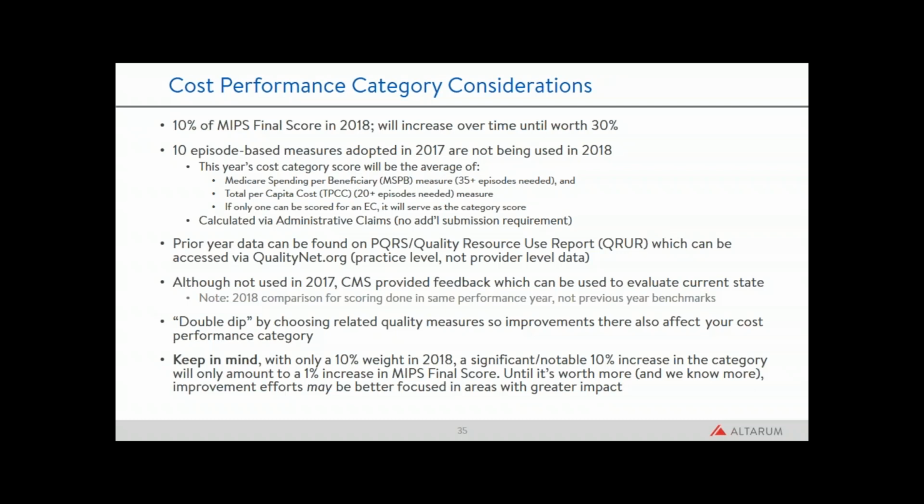And then something else to keep in mind, maybe this is the best piece of nugget we can give, is that it's only worth 10% this year. So a significant or notable 10% increase in the category, which I'll tell you is almost unheard of, we really don't see the cost measures changing all that much from year to year. So if you were somehow able to hit this one out of the park and make a 10% improvement in the cost category, because it's only worth 10% of your MIPS final score, you're going to increase your MIPS final score by 1 point.